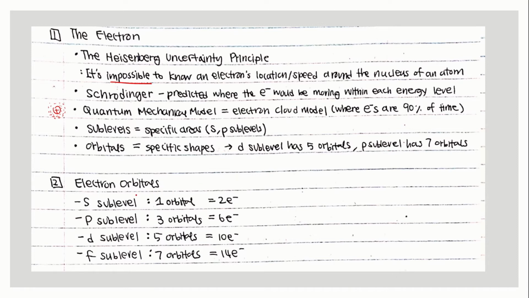Next is the electron orbitals. S sublevel has 1 orbital, and each electron orbital can contain 2 electrons maximum. P sublevel has 3 orbitals, so it can have 6 electrons maximum, and D sublevels have 5 orbitals, which can contain 10 electrons in total, and F sublevel has 7 orbitals, so it can contain 14 electrons in total. So you can see that it increases by 4 electrons.